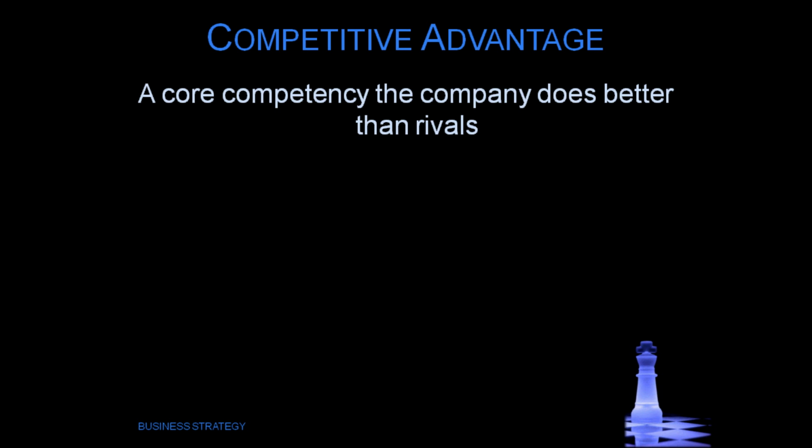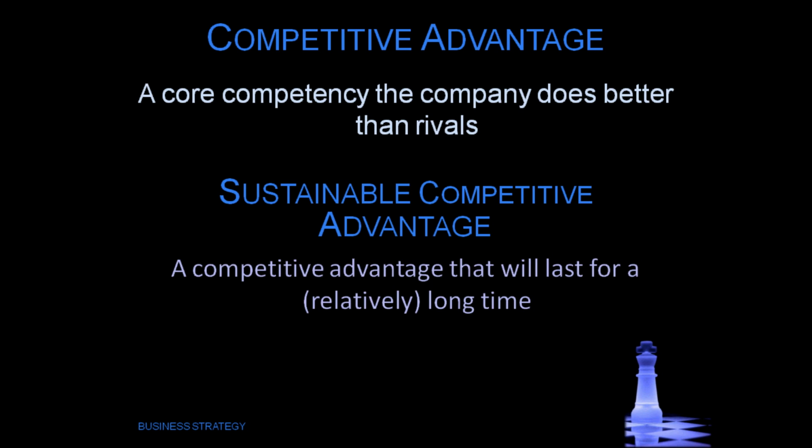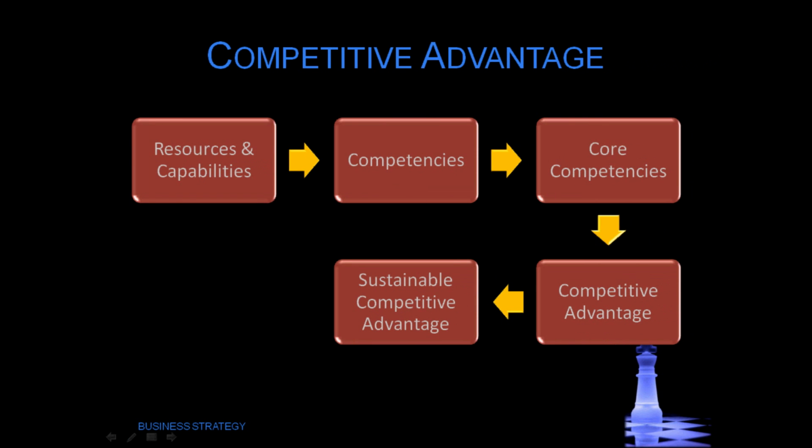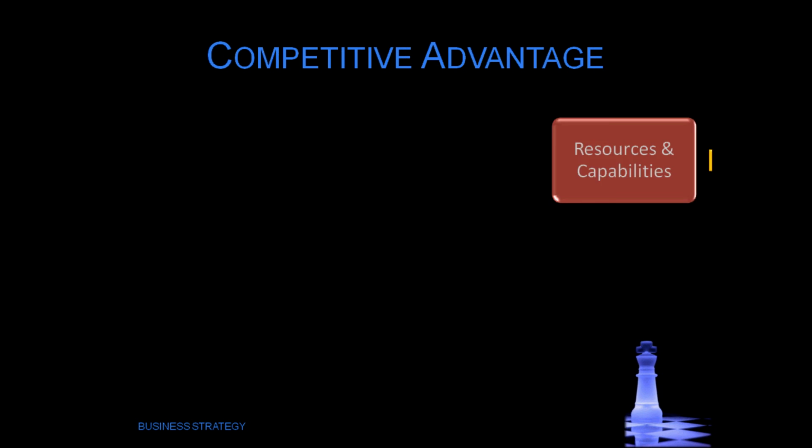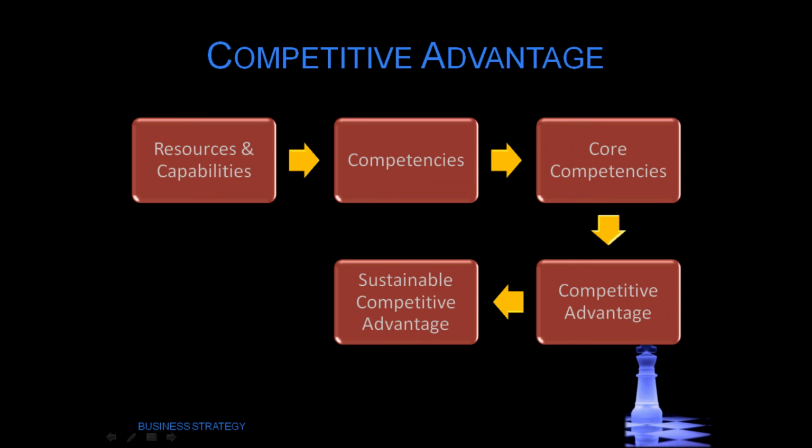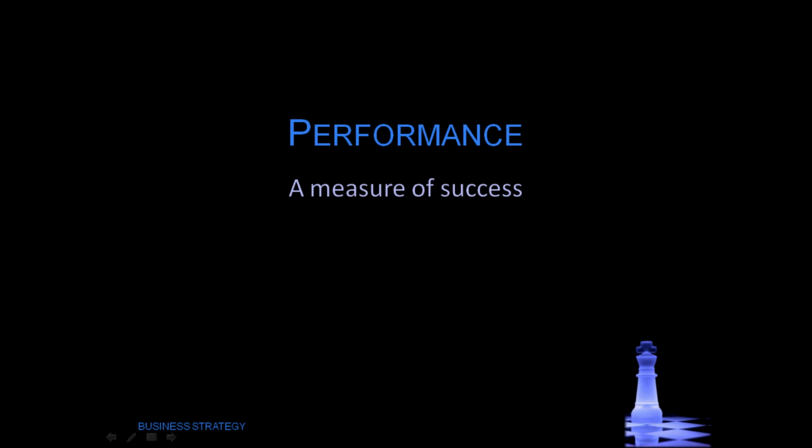It's the thing that we do. And a sustainable competitive advantage is basically a competitive advantage that'll last for a relatively long time. And we say relatively because a sustainable competitive advantage in one industry may last longer than in a different industry. So resources and capabilities lead to competencies, which lead to core competencies, which lead to a competitive advantage, and hopefully a sustainable competitive advantage.